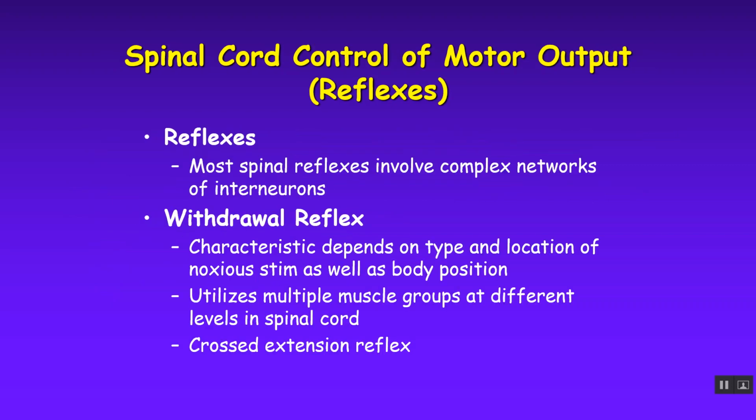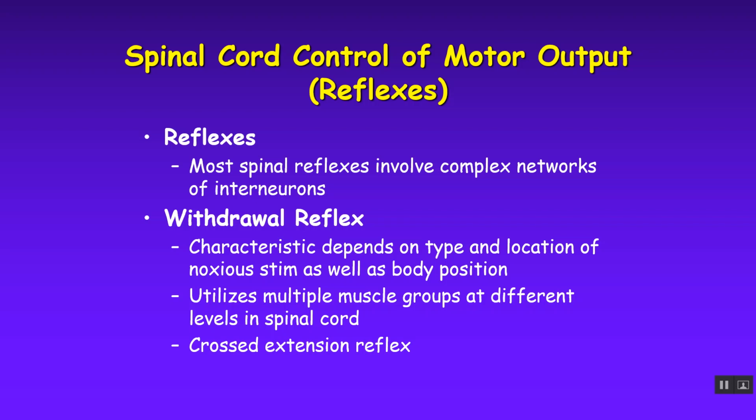So, talking about some of the basic spinal cord control of motor output, the motor reflexes in the spinal cord. Most spinal reflexes are not like the deep tendon reflex. That's the simplest reflex. The monosynaptic deep tendon reflex is as basic as it gets. Most of them involve complex networks of interneurons, okay? We've mentioned the good old classic withdrawal reflex. The characteristic depends on the type and location of the stimulus as well as the body position.